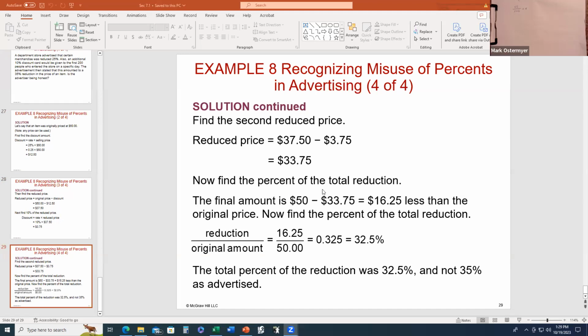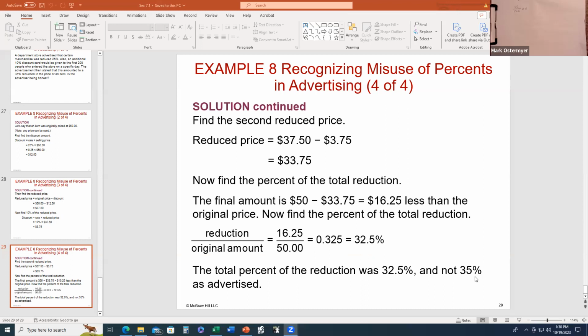Let's find the percent of the total reduction. The final amount is what? In other words, how much off did they really do? How much off did we really take away from the $50 here? $50 minus $33.75, we took off $16.25 totally. If you divide that amount of decrease by the original amount, which was $50, our starting price, and multiply by 100%, ladies and gentlemen, you basically obtain this. From the $50, ultimately, they really took off 32.5%.